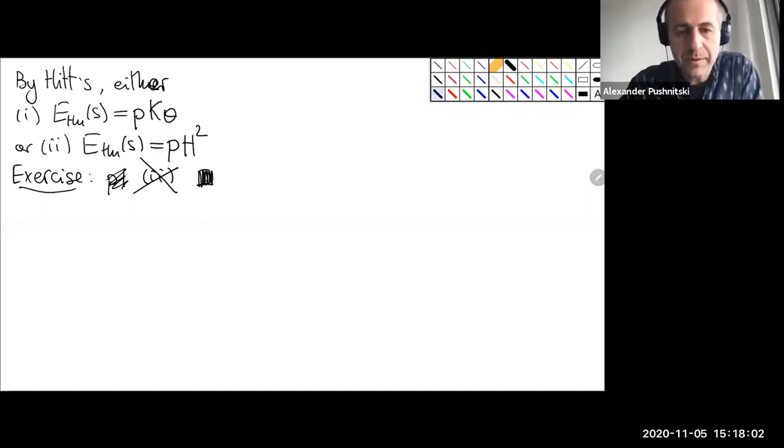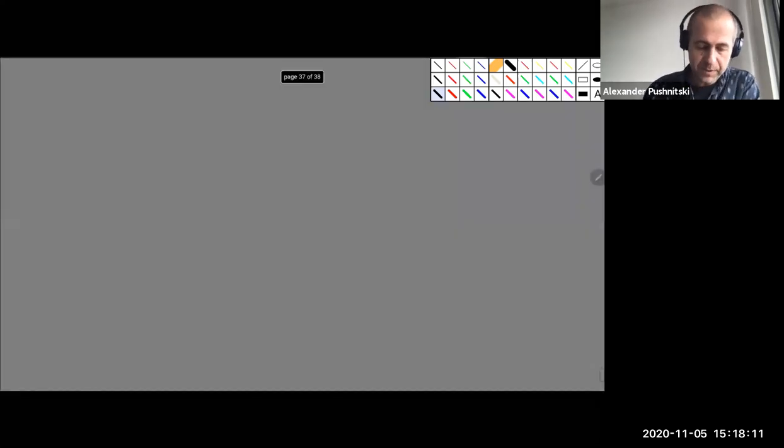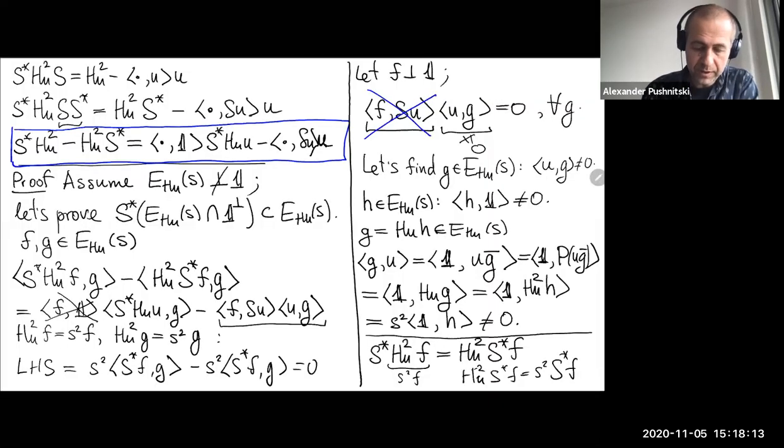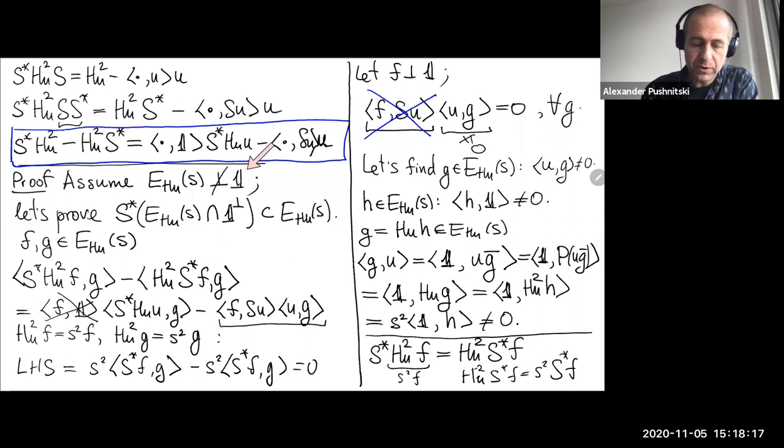So we've described the structure of Schmidt subspaces of Hankel operators. So the only thing to note is, as I said, we've done it in case there is no such orthogonality. So we have to look at the case when there is this orthogonality. So imagine that this subspace is orthogonal to 1. So what does it mean?